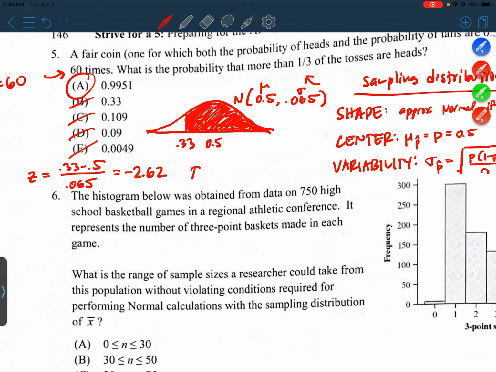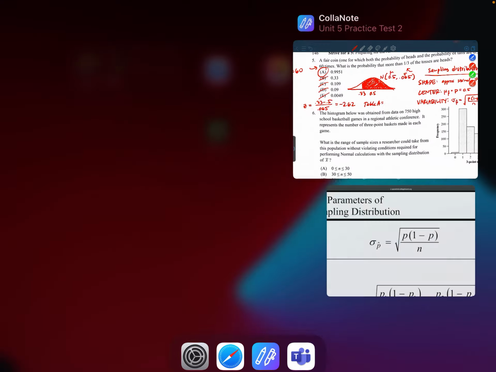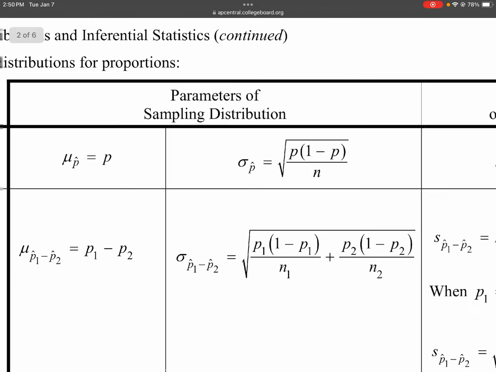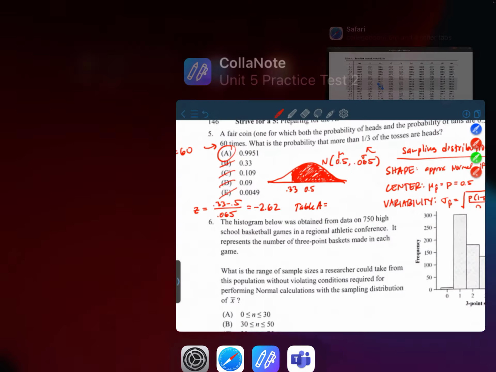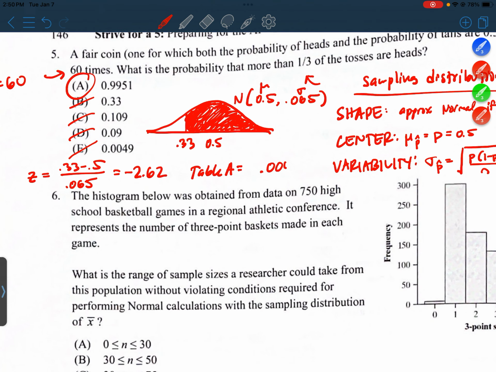Now we'll use Table A to do the rest of the problem. Negative 2.62 gives us a probability of 0.0044. But this actually represents the unshaded side, the left side. So we just have to subtract that from 1 to get the shaded side. That's going to be 0.9956.